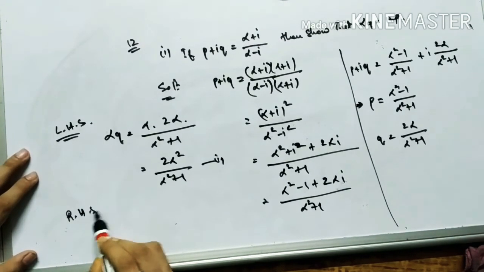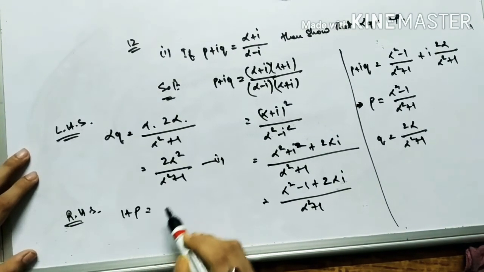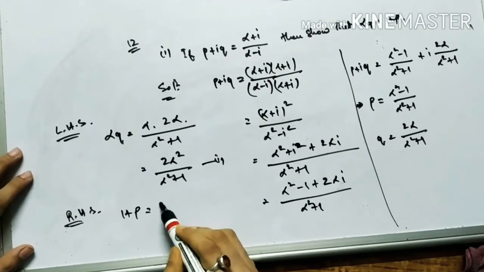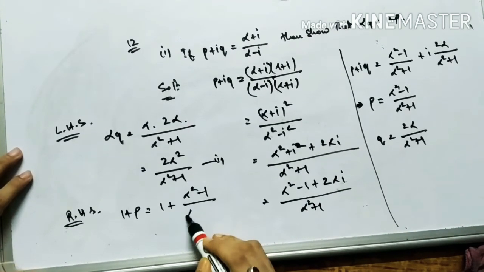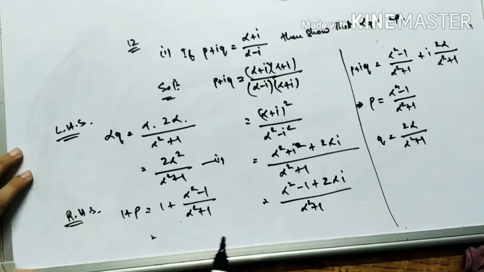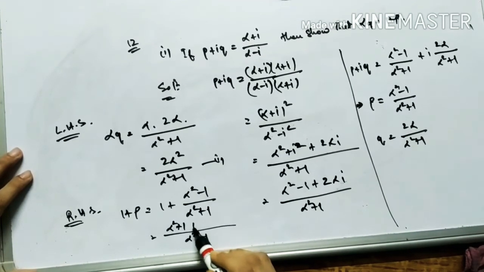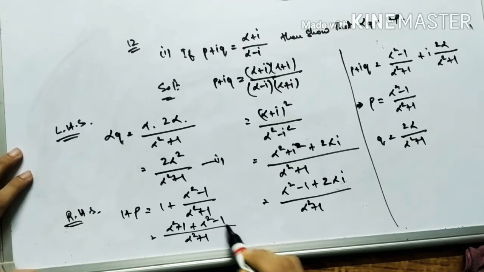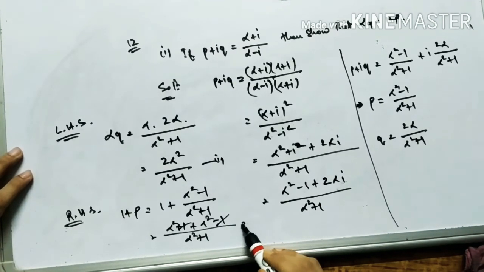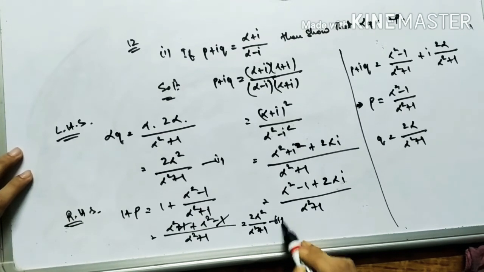Next I will take the RHS, 1 plus p. 1 plus p is 1 plus (alpha square minus 1) by (alpha square plus 1). This will give me alpha square plus 1 plus alpha square minus 1 over alpha square plus 1, which is equal to 2 alpha square by (alpha square plus 1). This is our equation 2.